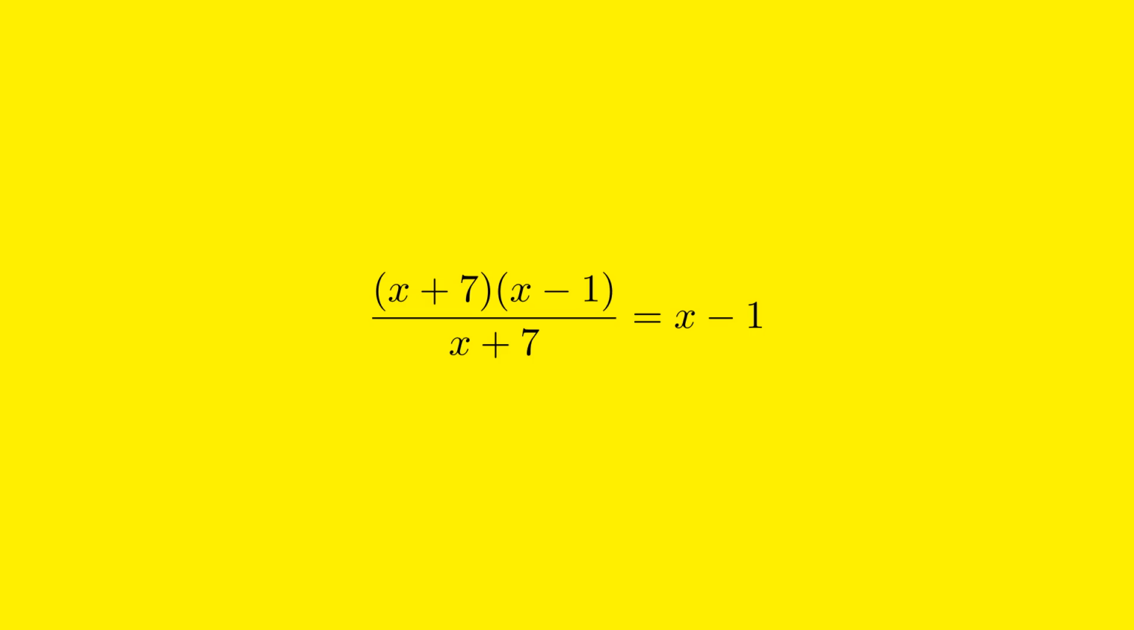This works because any non-zero number or expression divided by itself is equal to 1. By canceling out x plus 7 from both the numerator and the denominator, we are left with the simplified expression x minus 1. Thus, the rational expression x squared plus 6x minus 7 divided by x plus 7 reduces to x minus 1. This is the final step, and our expression is now in its lowest terms.